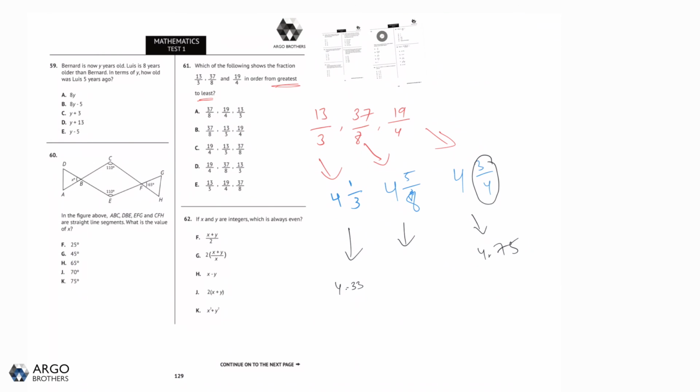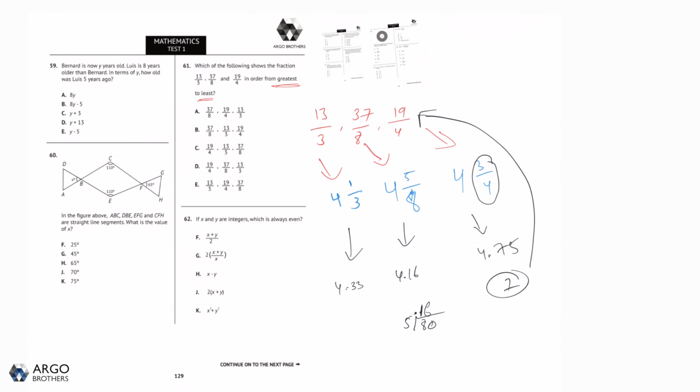And if you don't know that, you can simply go ahead and divide 5 by 8, and you get 0.625, so it's 4.625. And now if you arrange these fractions from the greatest to the least, this will be your first fraction, okay? So this is 19 over 4.